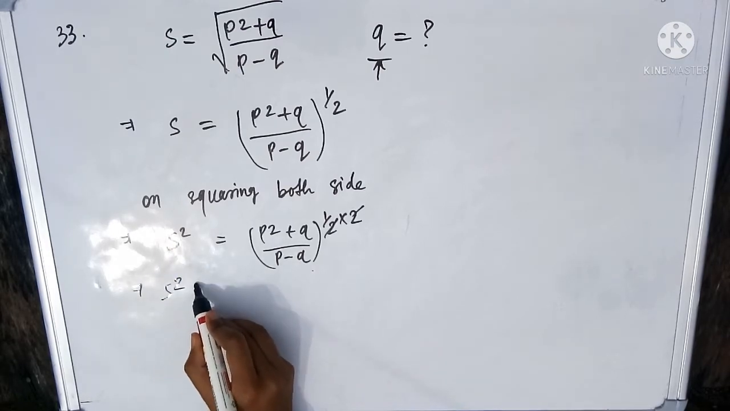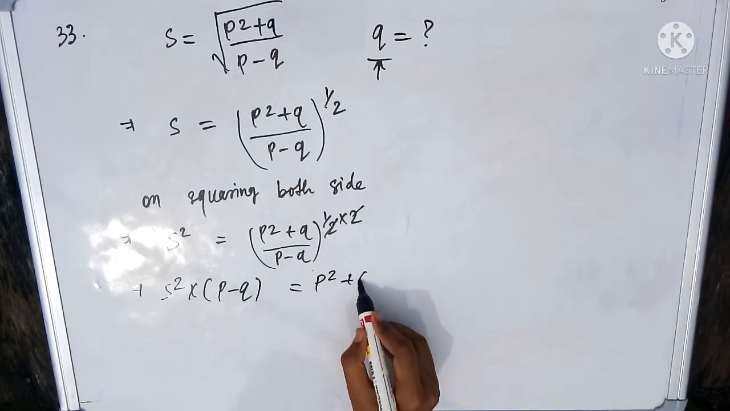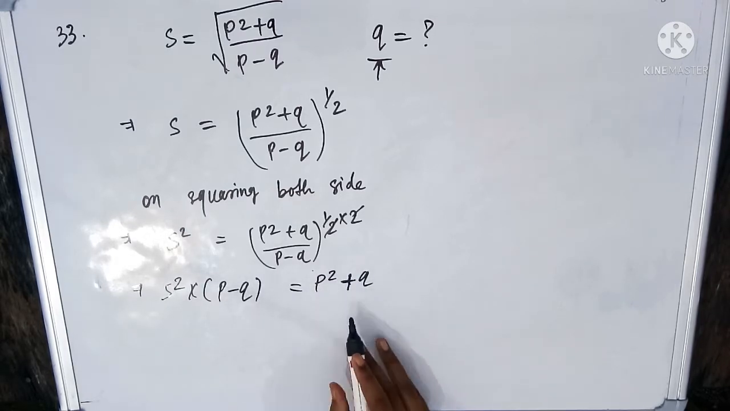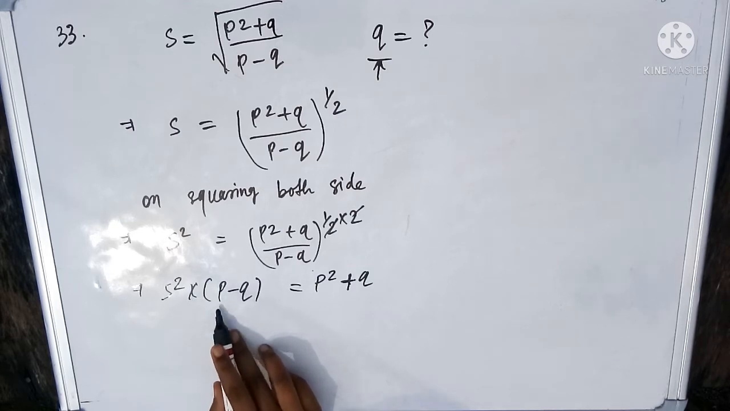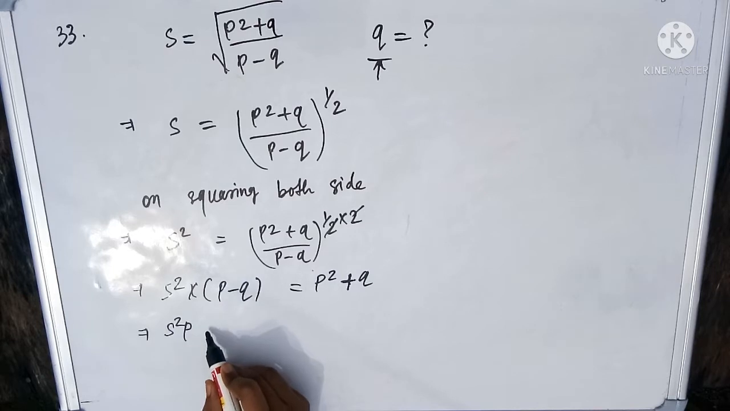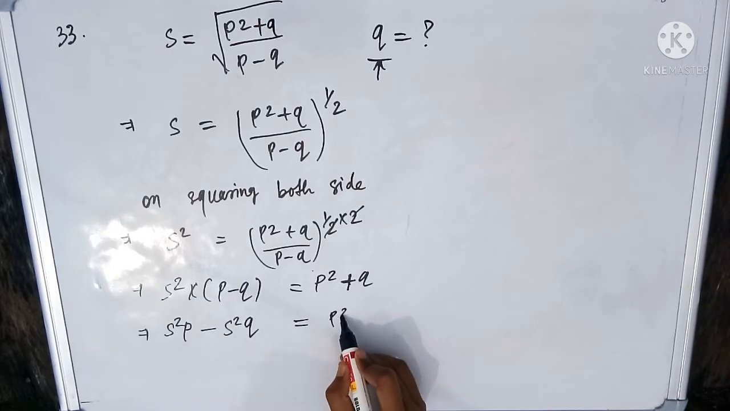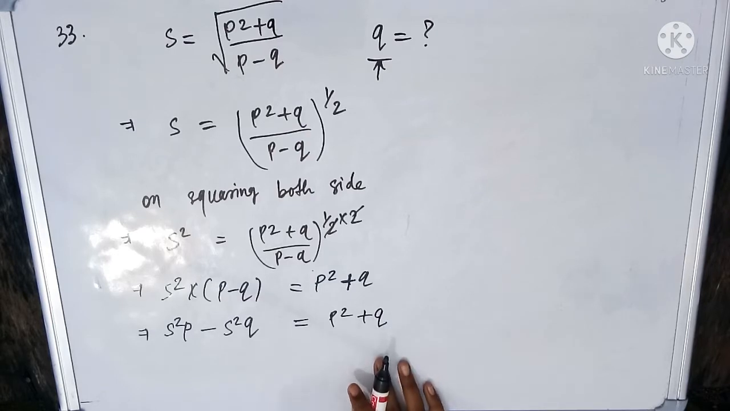So it will be s square multiplied by p minus q is equal to p square plus q. In the next step, we can multiply s square into p and minus q one by one, and we will get s square multiplied by p minus s square multiplied by q is equal to p square plus q. Now here you can see we have 4 terms, and in these 4 terms there are 2 terms having q in it.